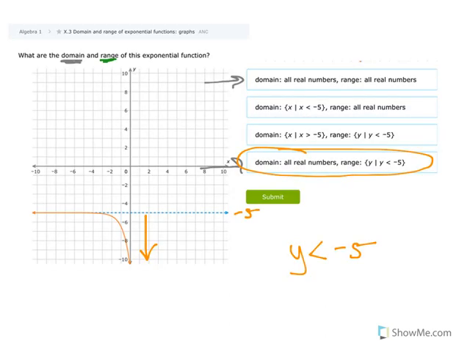And I believe, yep, that is the last example. So I will let you go ahead and get to work on IXL module X.3. Have a good day.